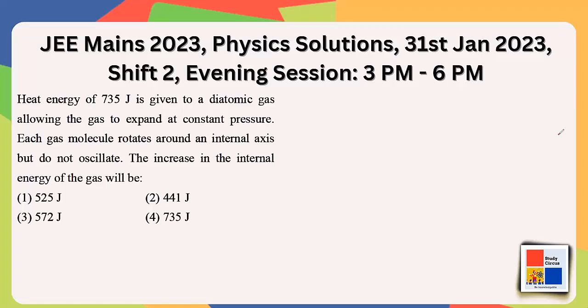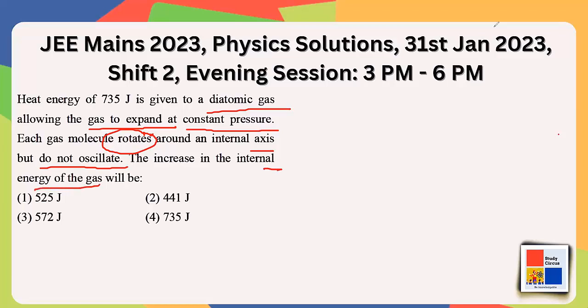Yes, so here we have the question: heat energy of 735 joules is given to a diatomic gas. The gas is allowed to expand at constant pressure. Each gas molecule rotates around an internal axis, but does not oscillate. You have to find the increase in the internal energy of the gas.